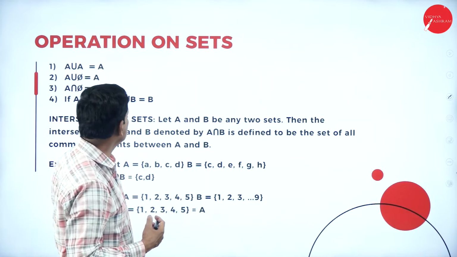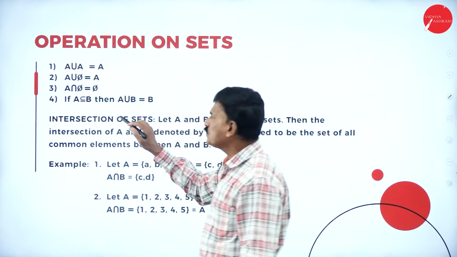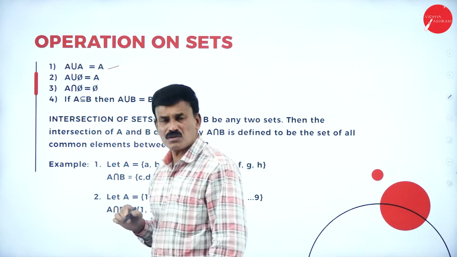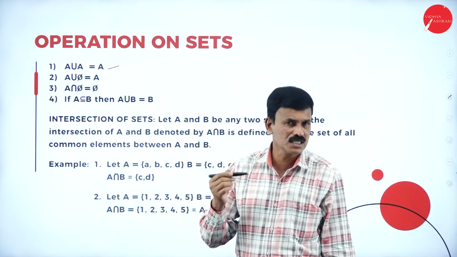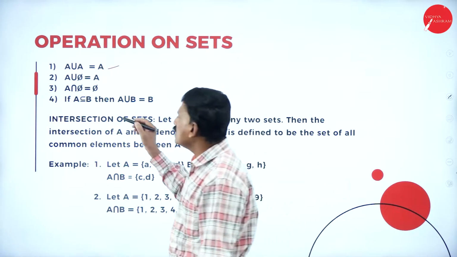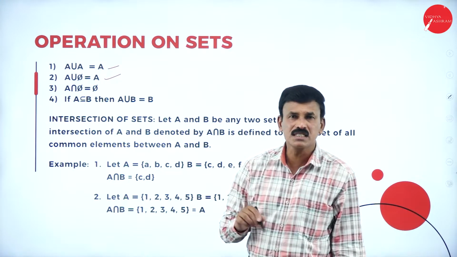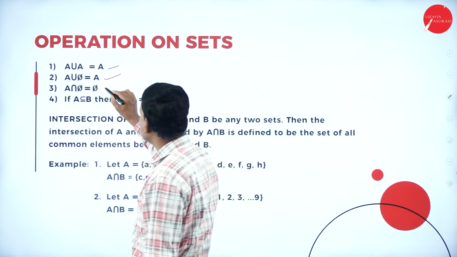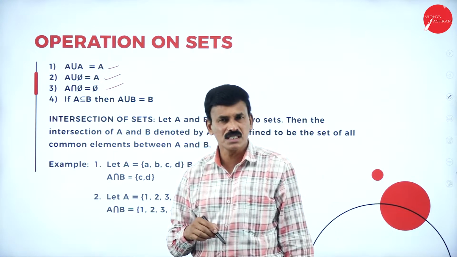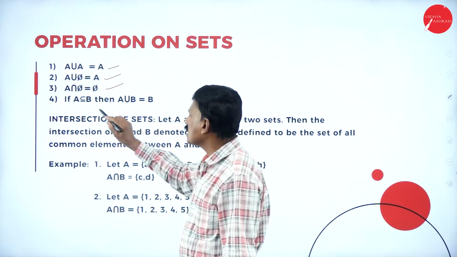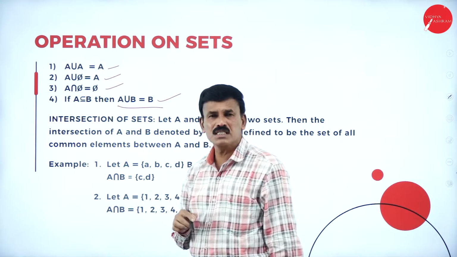Now let us come to the properties. The union of 2 sets, A union A, is always equal to A. If you combine 2 sets of the same form, A union A is equal to A itself, and A union the null set, the union of a set and a null set, is the same set. I will explain what intersection is. If you go for the intersection of a set and a null set, you will get the null set. If A is a subset of B, then A union B is equal to B itself.